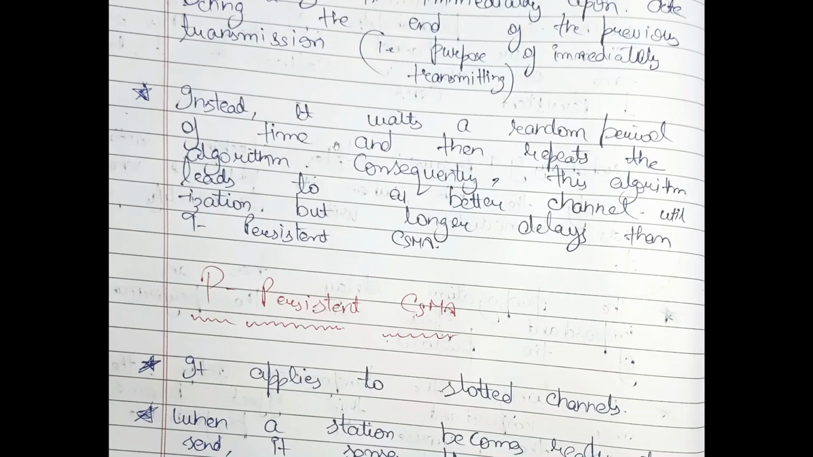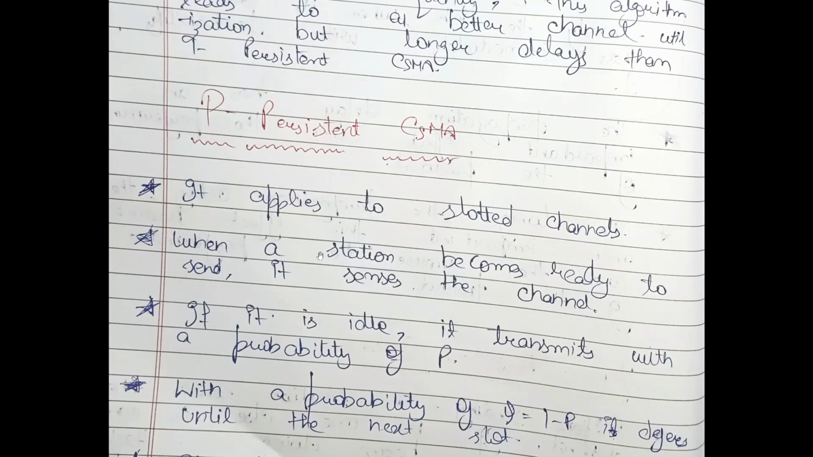P persistent CSMA. It applies to slotted channels. Okay, when a station becomes ready. Now what does it mean is basically that, suppose there are slotted channels, right? You know what slotted channels are? We just talked about that. So what this P persistent does is, when its slot comes, first of all it is going to wait patiently, as we do in the slotted channel system. When our slot comes, then we will be ready to transmit.